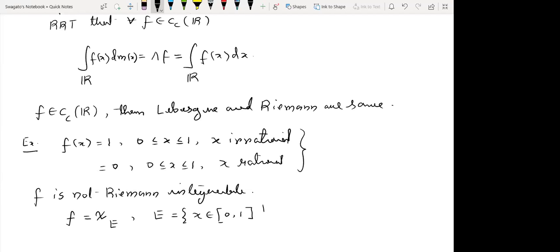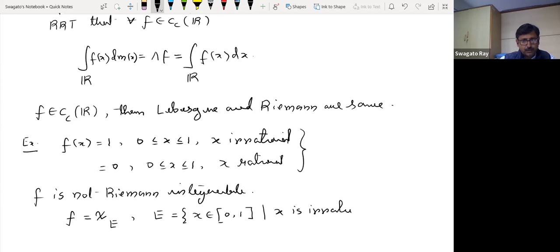Yes, because the measure of all rational numbers is equal to 0. The measure of all rational numbers is equal to 0. So what?